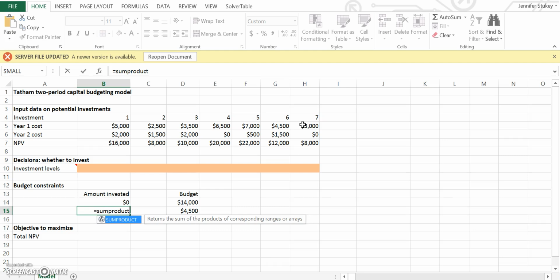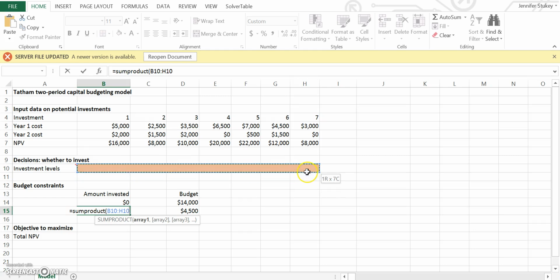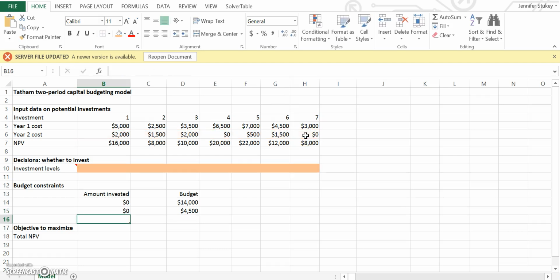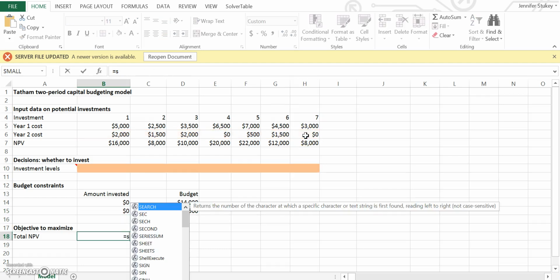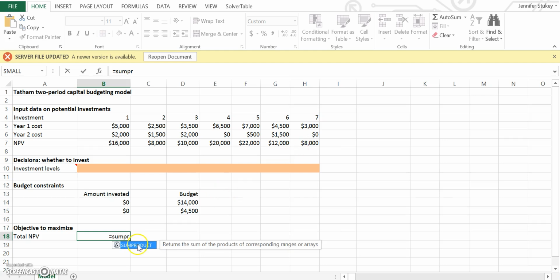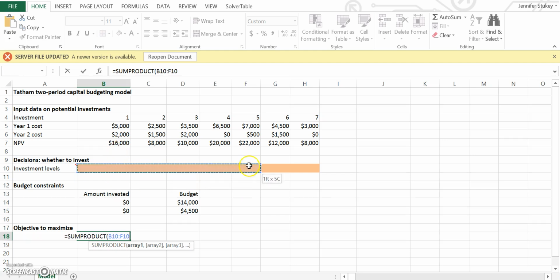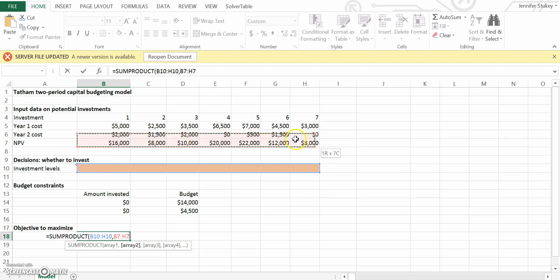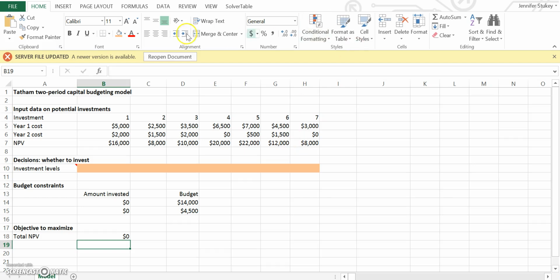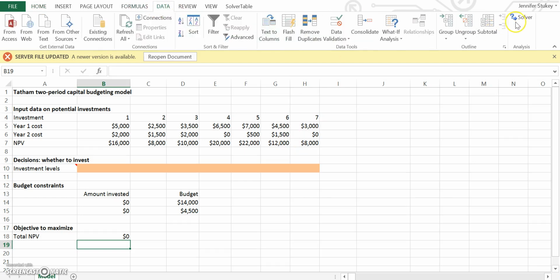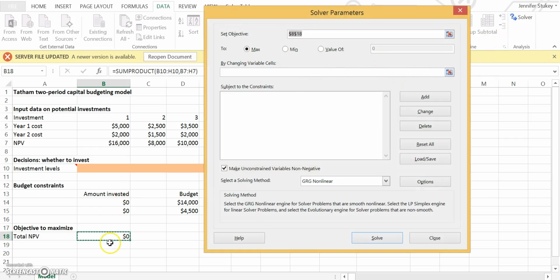And then we're going to do almost the same thing for year 2. So go ahead and grab the investment levels, and then you grab the cost for year 2. And then your net present value is sum product. And we're going to grab the investment levels and the total net present value. Okay. And we go back to solver. Solver, and we're already at B18.